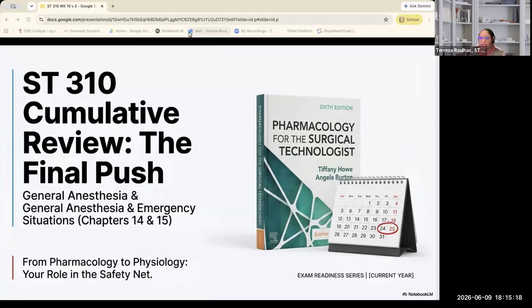Tonight we're going to be focusing on general anesthesia and emergency situations from chapters 14 and 15. We've already spent weeks learning how medications affect the body, how those changes impact our environment in the operating room. Tonight is really about connecting those concepts and strengthening your confidence before this week's quiz and, of course, the final exam.